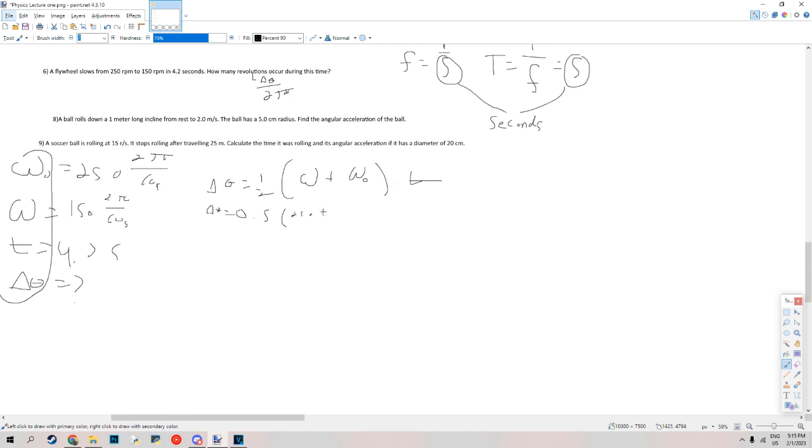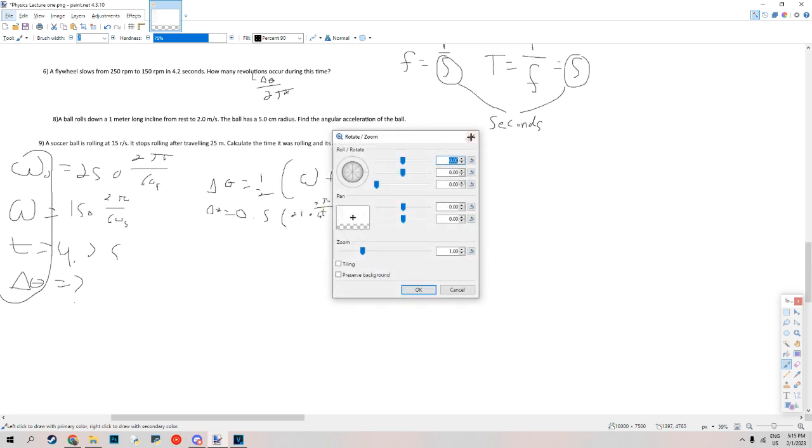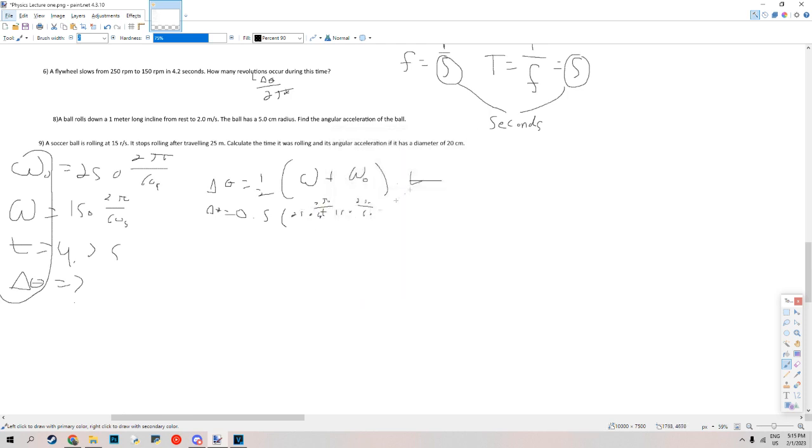250 plus 150, both of these are 2 pi by 60. So let's rewrite them. 250 plus 150, that's 400. So yeah, let's just rewrite that as simply 400 times 2 pi per 60 times time, and our time is 4.2 seconds.